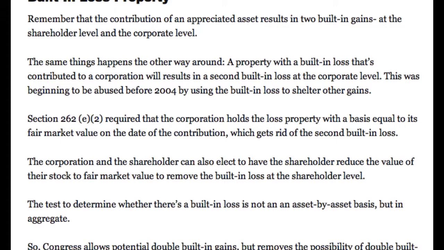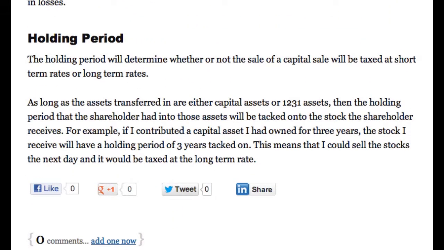So the test to determine whether there's a built-in loss is not done on an asset-by-asset basis, but it's done in aggregate of all the assets. So Congress allows potential double built-in gains so that you can pay taxes twice, but it does remove the possibility of double built-in losses. Now, going on to holding period.